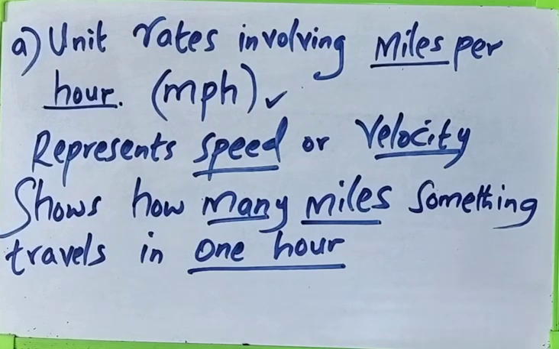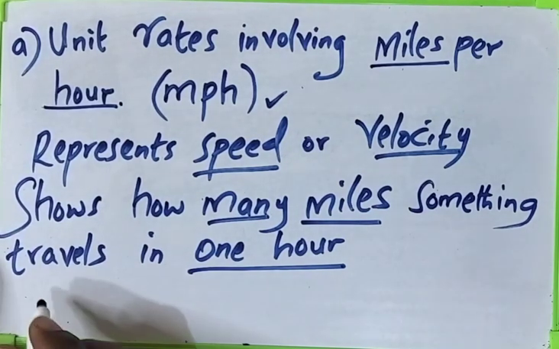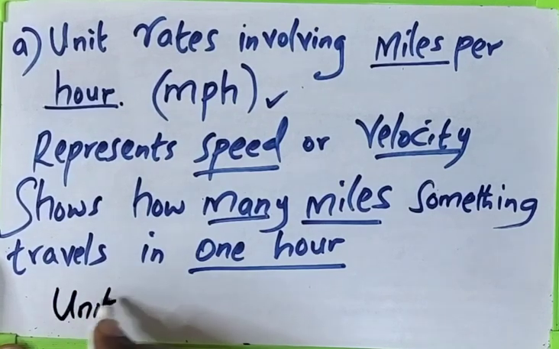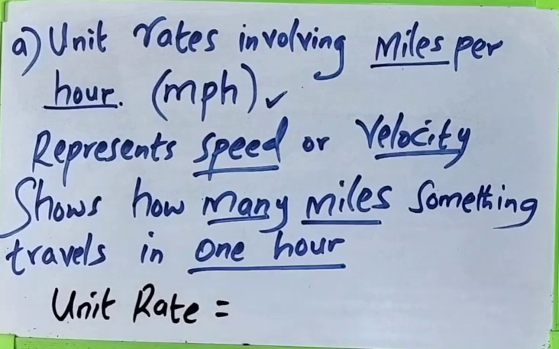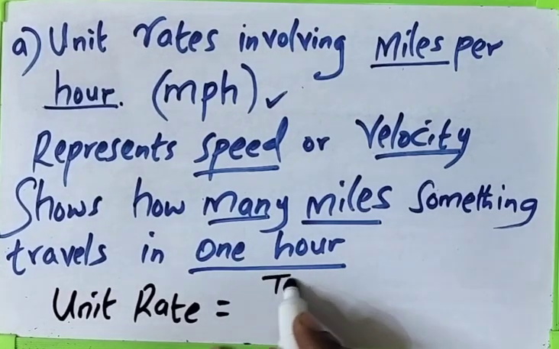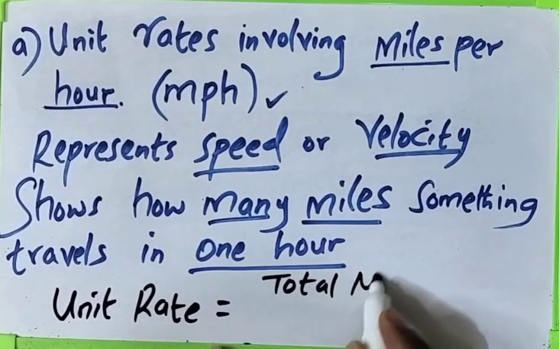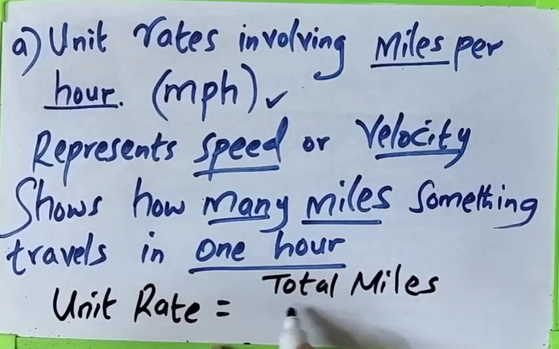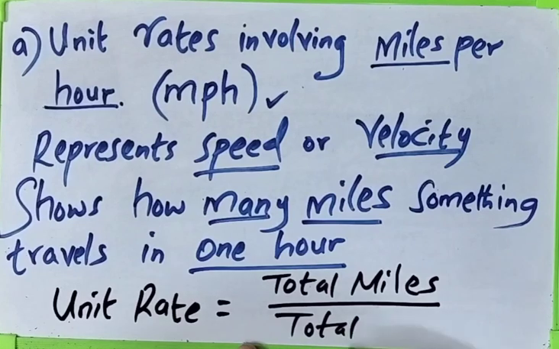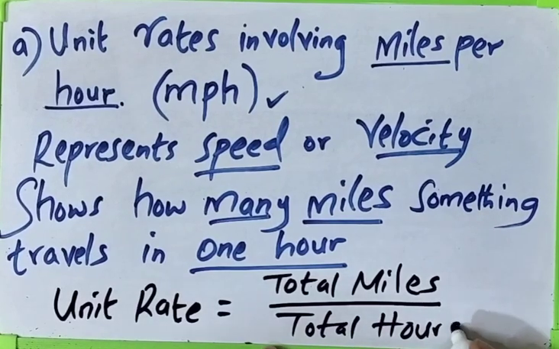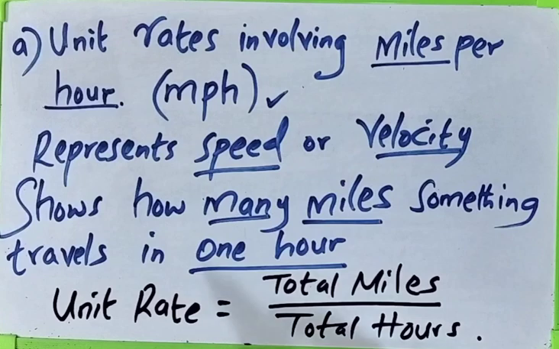So there is a formula for this. This unit rate has a formula, and the formula is: unit rate is equal to total miles over total hours. That is the formula for the unit rate that involves miles per hour. We can do an example.